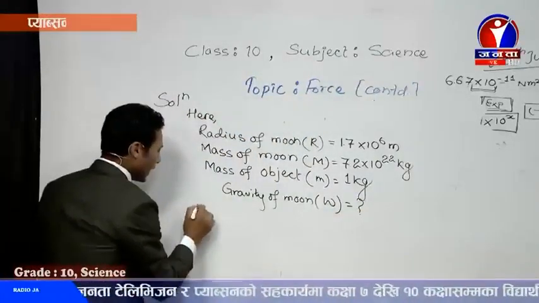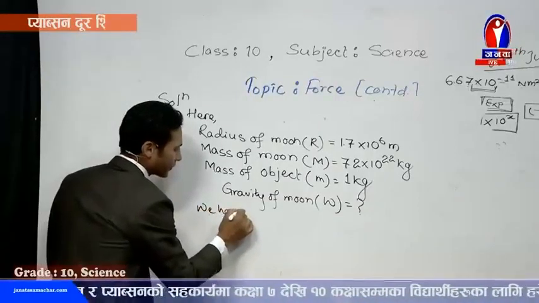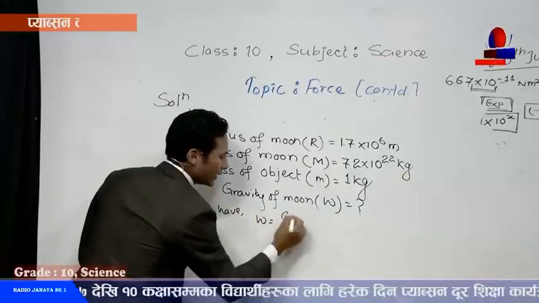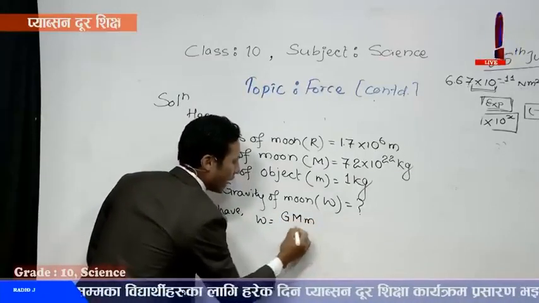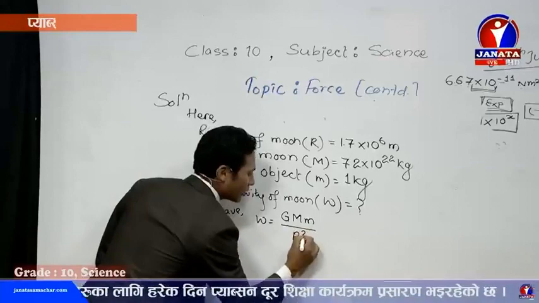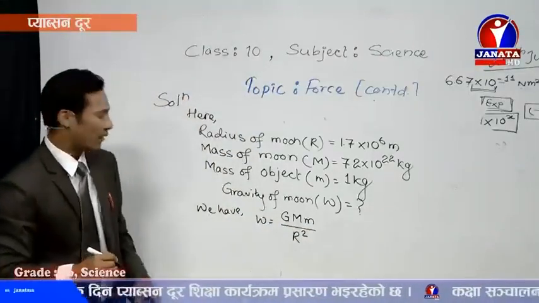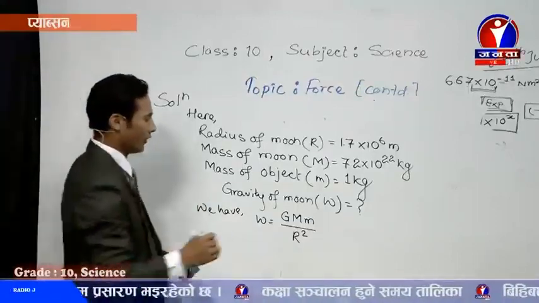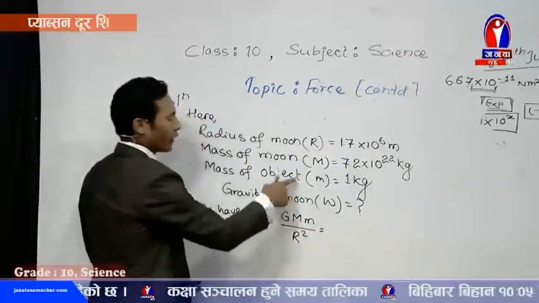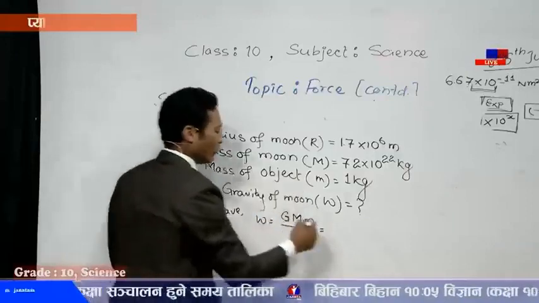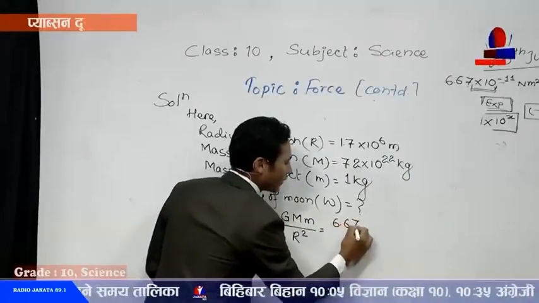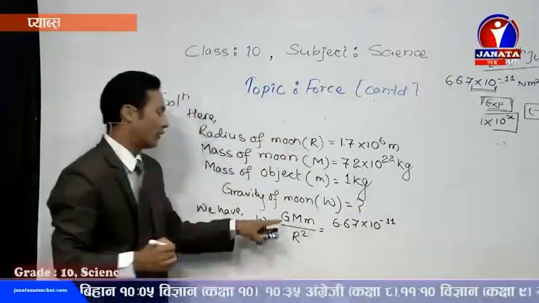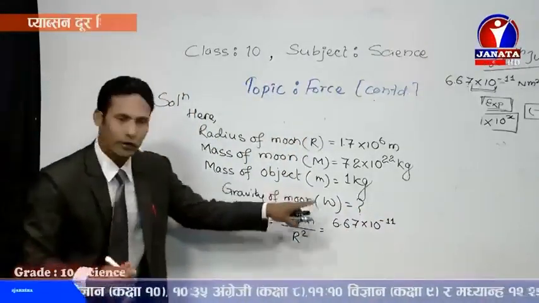So we have the formula. What is the formula? Weight equals G capital M small m by R square. This is the formula to calculate the gravity or the weight. So let's substitute the values. You can write down the value of G also, that is 6.67 into 10 to the power minus 11. That is the value of G. You can list it out in the given also, no problem.